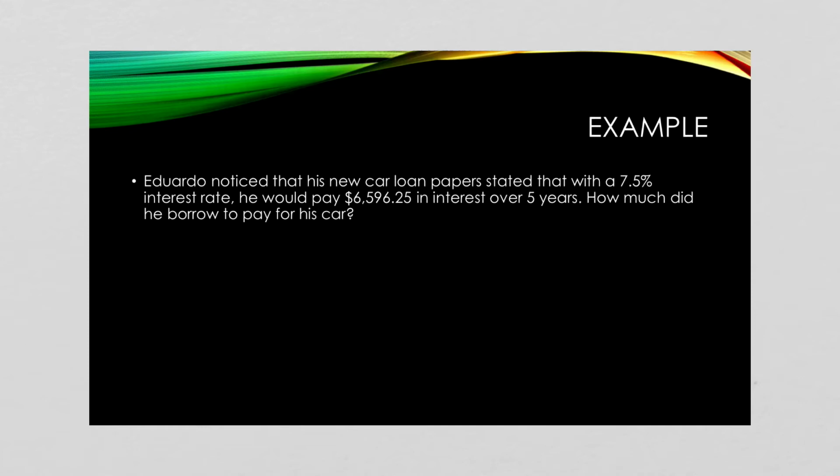Okay, so here we are again. Eduardo noticed that his new car loan paper stated that with a 7.5% interest rate, he would pay $6,596.25 in interest over 5 years. So the question is, how much did he borrow? So we're looking for the principal amount here. All right, so the interest is $6,596.25. The P, we don't know that. The rate, don't forget to write that down as a decimal. And the time is 5 years.